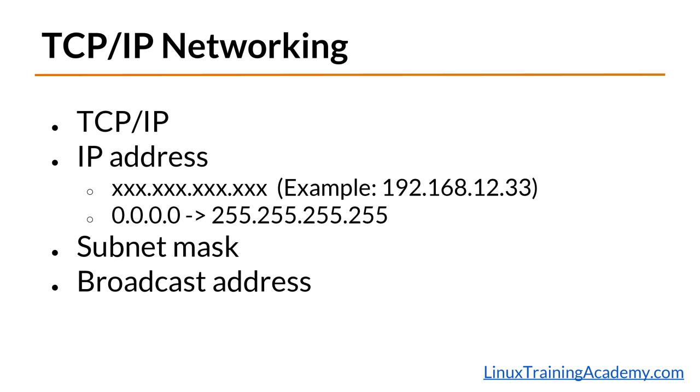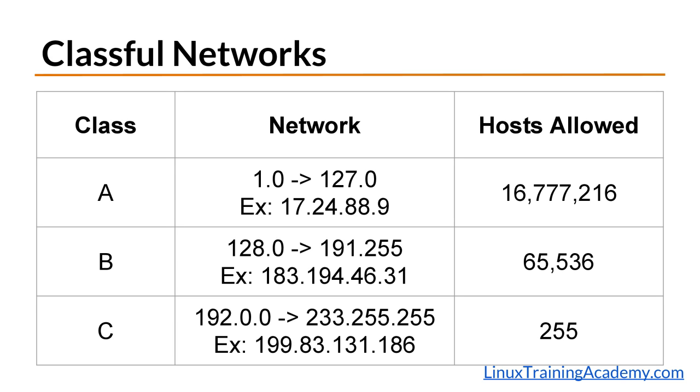Each one of these numbers is comprised of 4 octets separated by a dot. An octet represents 8 bits and therefore can have a value starting at 0 and going up to 255. The class of an address determines what portion is used as the network address and what portion is used for the host address. By looking at the first octet of an IP address, you can tell what class it is.